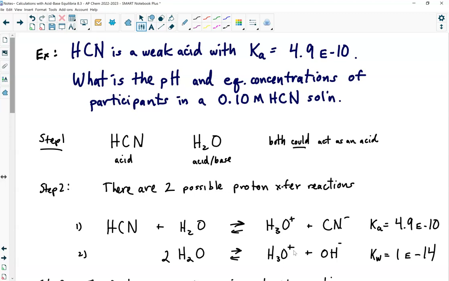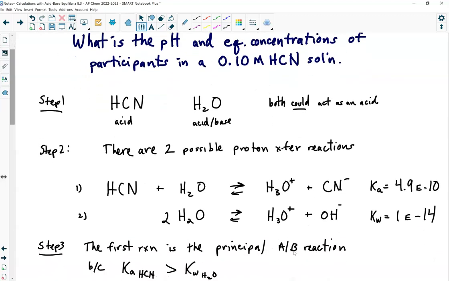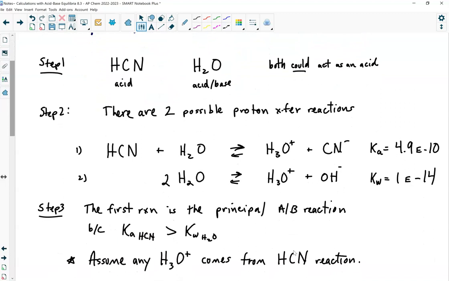So step 1 is look at your equation and identify everything that can be an acid. Well, the acid and water. If it were a base, it would be the base, and water would be the other base. Okay? So you have to write those reactions, and next to them you write the Ka.